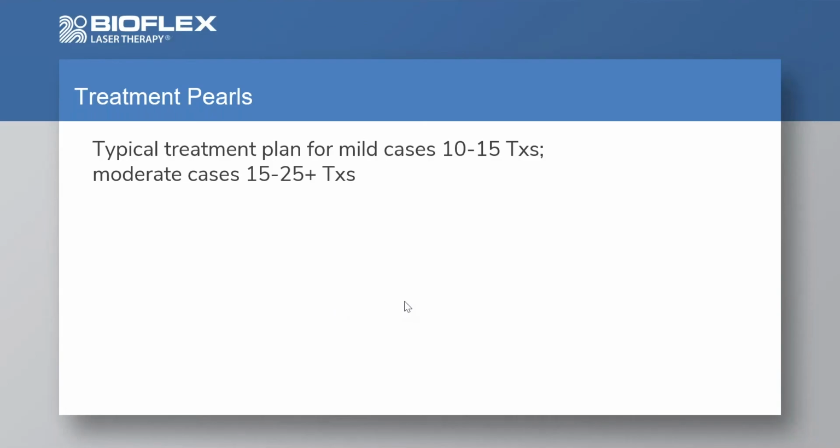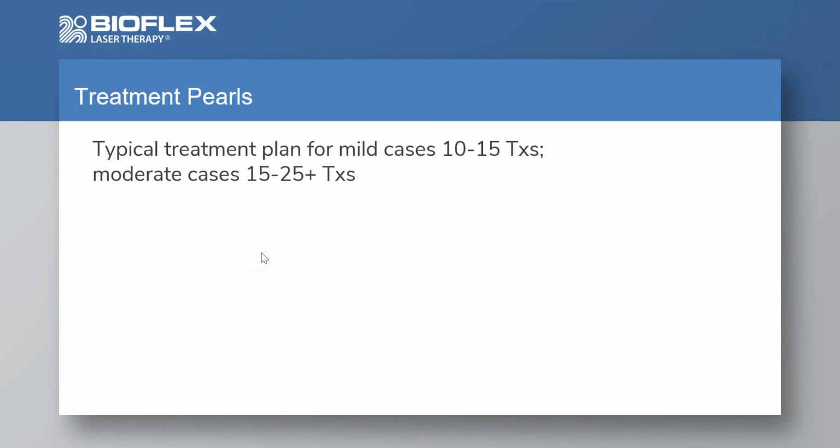So a typical treatment plan for mild cases, like I'm talking very mild, maybe 10 to 15, probably closer to 20. Moderate cases, I think you're probably at 20 plus, 25, 30 types of treatments. So it's going to be several months of treatment. So the patient needs to be aware of that.